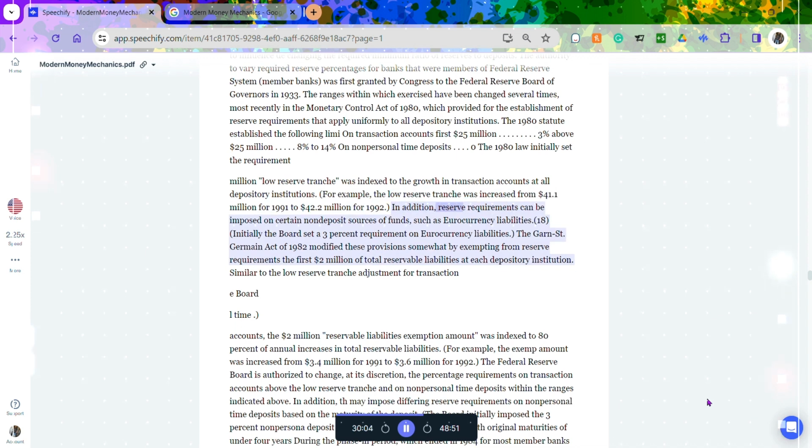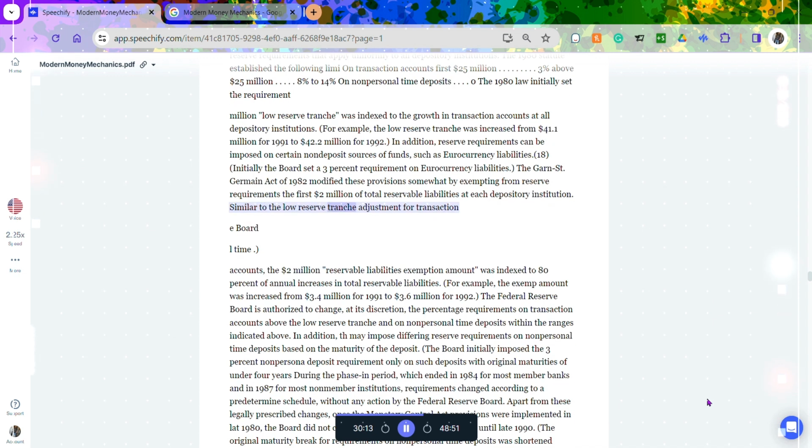In addition, reserve requirements can be imposed on certain non-deposit sources of funds, such as Eurocurrency liabilities. Initially the Board set a 3% requirement on Eurocurrency liabilities. The Garn-St Germain Act of 1982 modified these provisions somewhat by exempting from reserve requirements the first $2 million of total reservable liabilities at each depository institution.